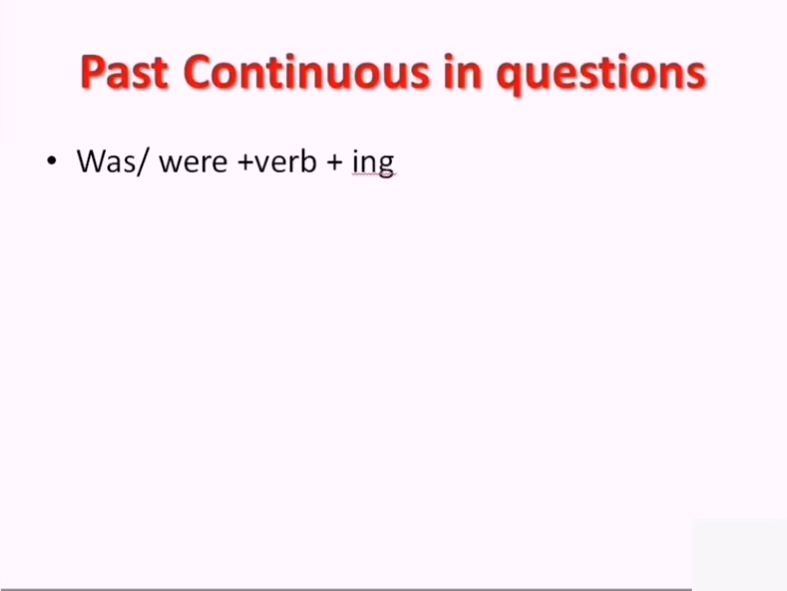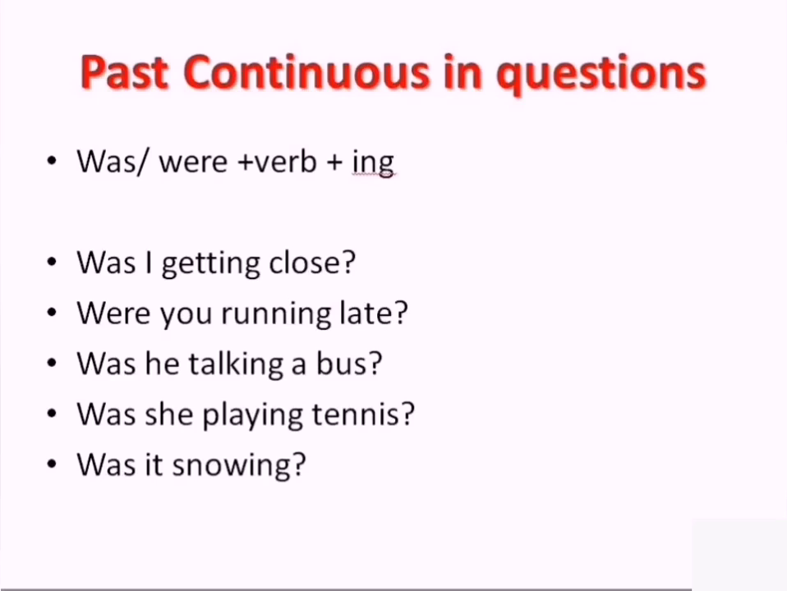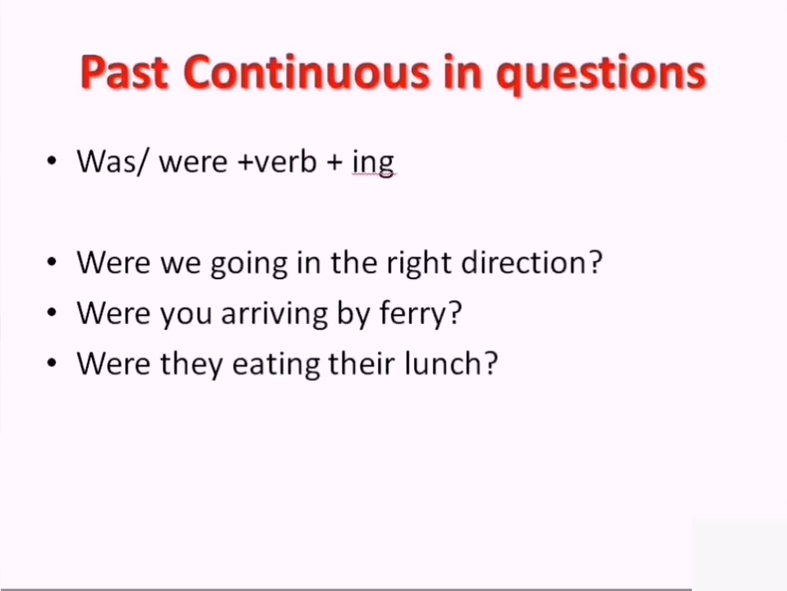Let's have a look at the past continuous in questions. Again, we use the past simple form of the verb to be, was or were, the base form of the verb, and ing. Was I getting close? Were you running late? Was he talking? Was she playing tennis? Was it snowing?